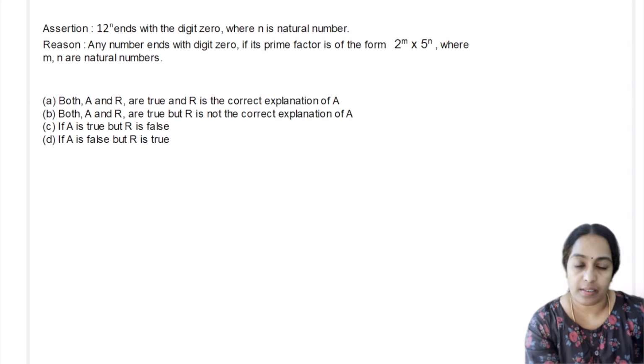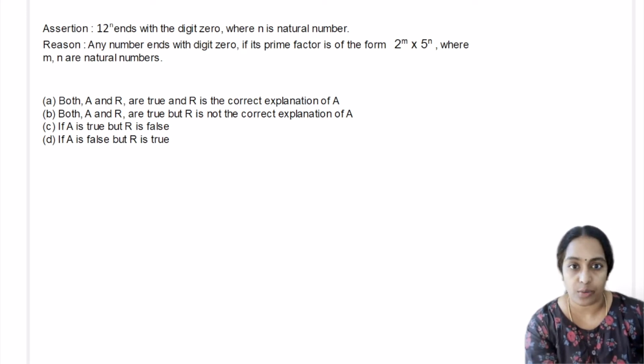Let's do assertion reasoning questions from Real Numbers chapter. Assertion statement is 12^n ends with digit 0 where n is a natural number. Reason statement is any number to end with digit 0, the prime factor should be of the form 2^m into 5^n where m and n are natural numbers. The four options are: A, both assertion and reason are true and reason is the correct explanation for assertion. B, both assertion and reason are true and reason is not the correct explanation for assertion. C, assertion is true, reason is false. D, assertion is false, reason is true.